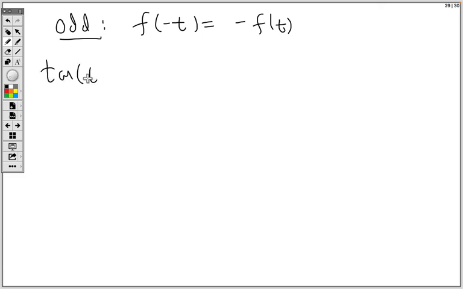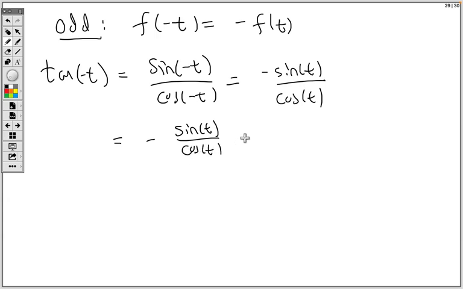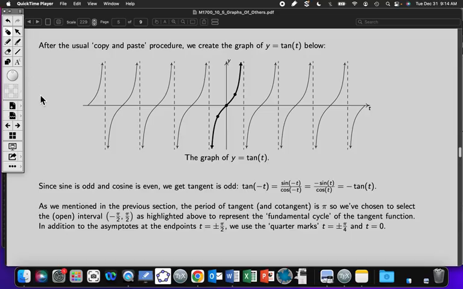If I plug in the opposite input and then take it back to sines and cosines, the odd property of sine says that the negative moves out. The even property of cosine means cosine absorbs the negative. So that's going to be minus sine t over cosine t, which sure enough is minus tangent t. So that actually proves tangent is an odd function.